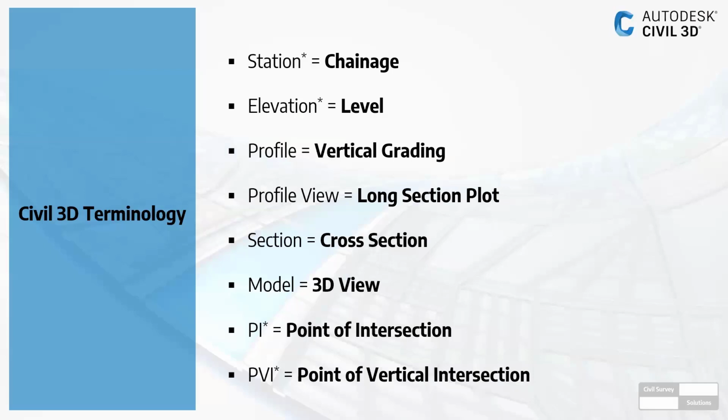And the interesting one that always catches me out is PI and PVI. So PI is just your horizontal point of intersection. So that's related to alignments. And PVI is your vertical intersection points. That's related to your profiles.